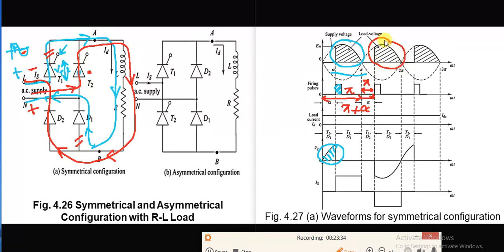Hence, we will obtain positive output voltages during this positive half cycle as well as in the negative half cycle. I will show this yellow line indicates the. So during the positive half cycle also we are getting the positive load voltage. During the negative half cycle also we are getting the positive load voltage. Now here one interesting fact is that I'll use different color.